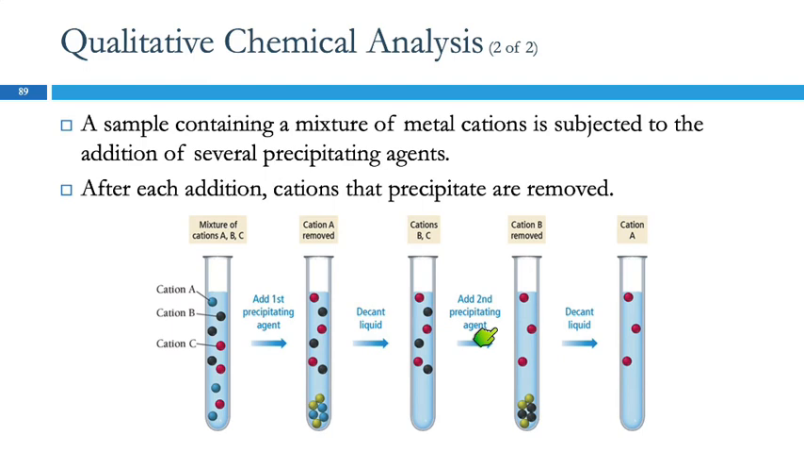We'll add another precipitating agent. This one is going to precipitate out cation B. Again, centrifuge the tube, decant the liquid. So now I've got cation A in this tube, cation B in this tube, and cation C. Oh, I'm writing in the wrong place. It's cation C. So that's the idea.